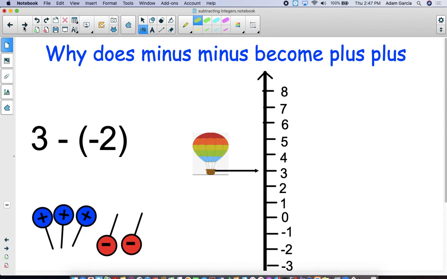Why does minus minus become plus plus? Well, I want you to imagine you're not writing this down. This is an analogy. You're in a hot air balloon.